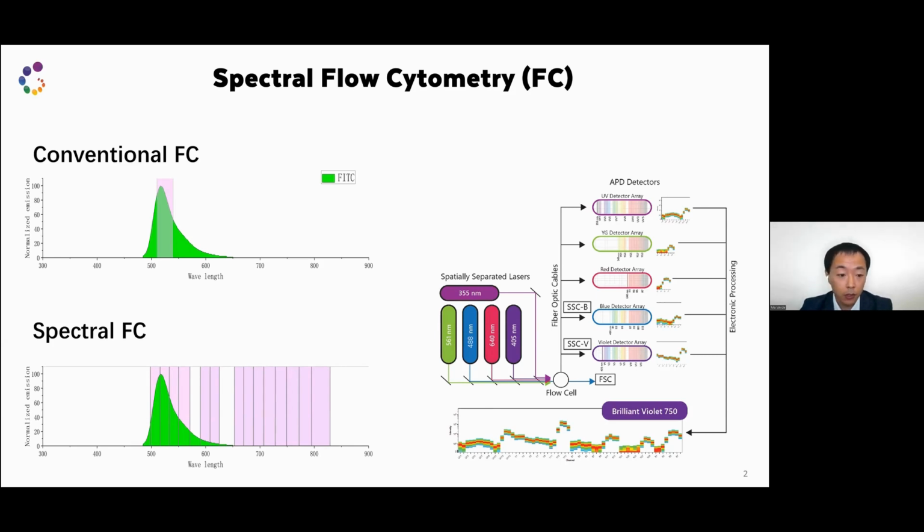This diagram shows a 5-laser spectral flow cytometer. We can see each laser equipped with a multi-channel detector, as the final spectrum of a fluorophore is a combination of all the spectra. We can see for BV750, the peak is at V14, but there's a small peak at UV14 and R6. We can use this small peak to distinguish different fluorophores.